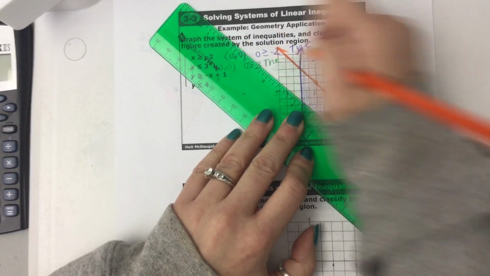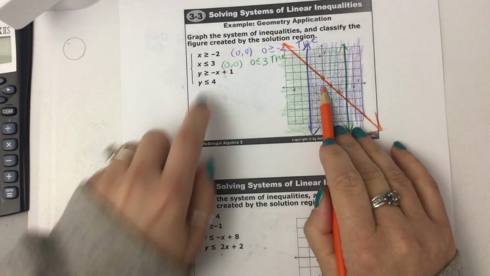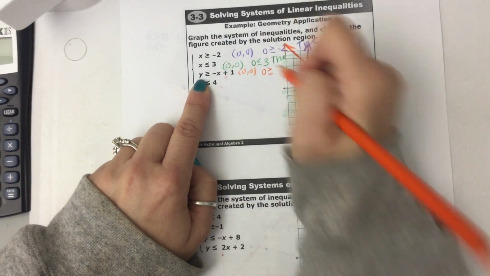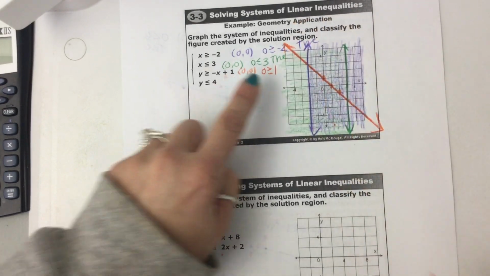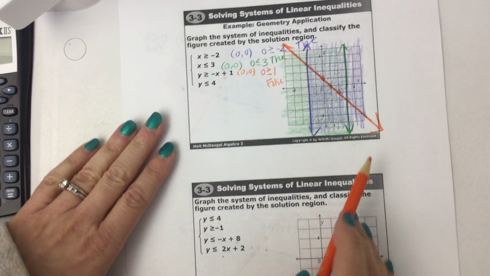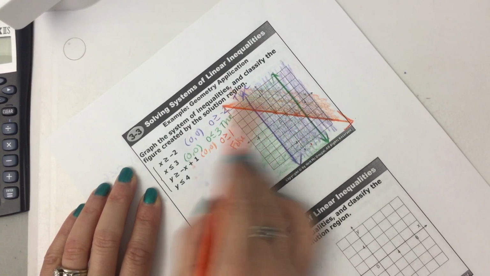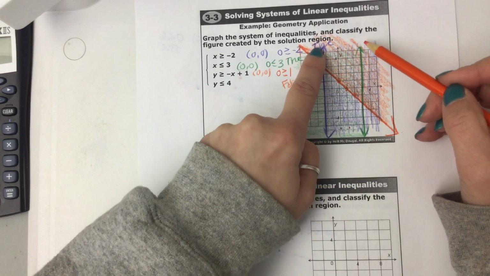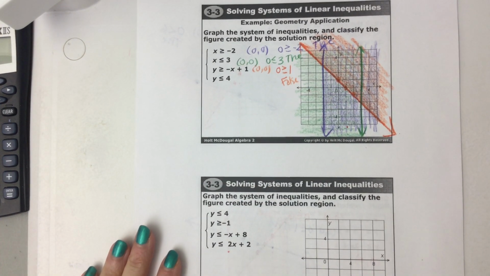This is good stuff. Now I need to figure out where to shade this orange line. I can test 0, 0. If I test 0, 0, I have the statement 0 is greater than or equal to negative 0 plus 1. Negative 0 is 0, and 0 plus 1 is 1. Is 0 greater than 1? That's false. So from here, I have to shade the side that does not have 0, 0. So right now, I know that my solution has to be within those two vertical lines and above the diagonal line. One more line to go.